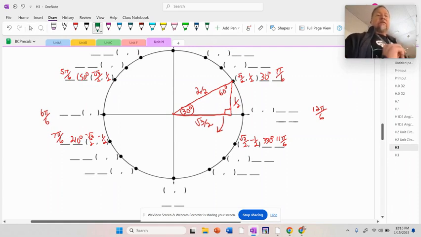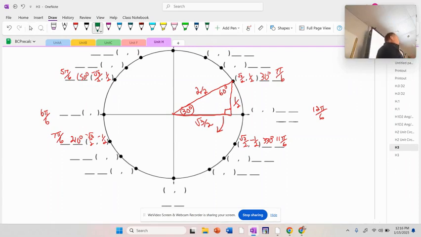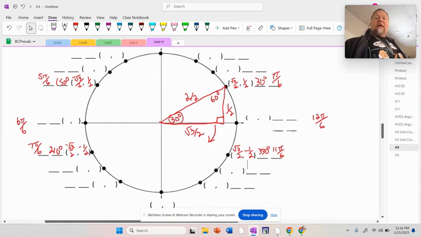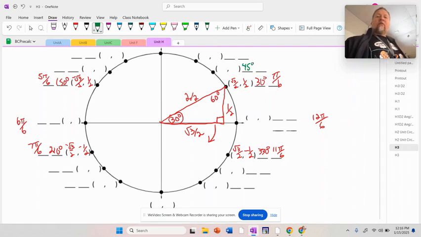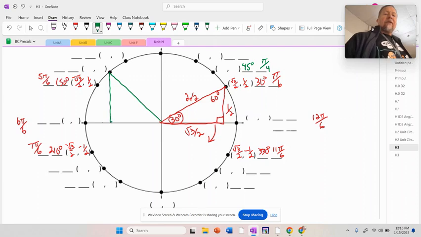Now I'm going to change colors. If you have pens, change colors. If you have highlighters, change colors. Now I'm going to go to the next one. What's the next one? It's the 45 degrees. Pi over what? Pi over 4. Okay, I'm going to jump over here. What's 45 degrees short? Go ahead and draw that one. Now we're going to draw 45 in here.